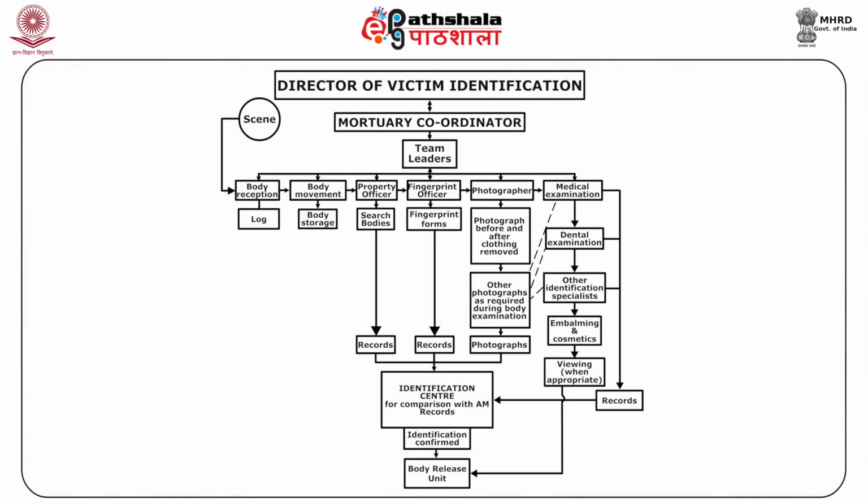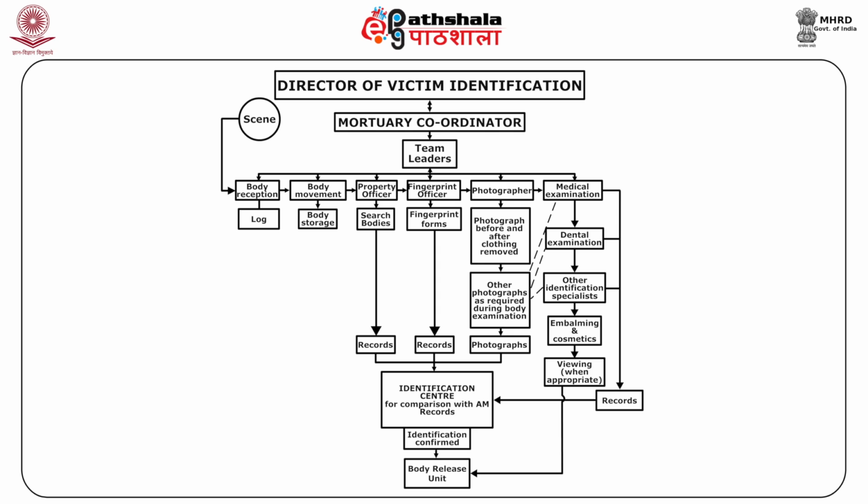Release section and return to the identification file section afterwards. This can be further divided into director of identification, who is responsible, with the help at the scene of the mortuary coordinator, and they form the team leaders. There is a body reception area, body movement, a property officer, a fingerprint officer, a photographer, and a medical examination. At the body reception area, the logging of the body and the body storage should be done. The property officer will search the bodies, the fingerprint officer will fill the fingerprint forms, and the photographer will photograph before and after clothing has been removed in consultation with the medical examination.